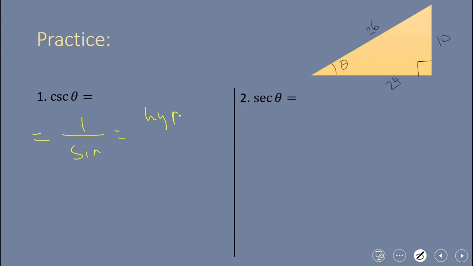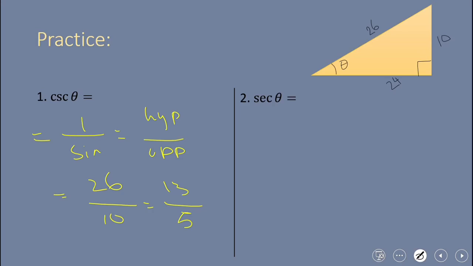So the hypotenuse here is 26. The opposite here is 10. And by substituting in the formula, we get 26 over 10. Simplifying that by dividing by 2, we'll get 13 over 5.